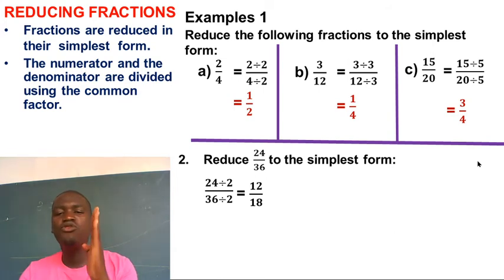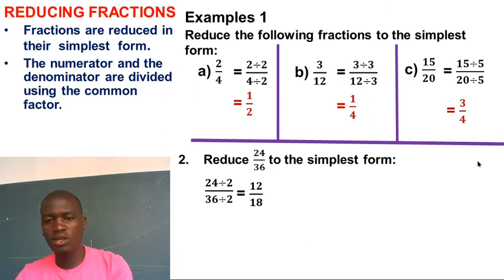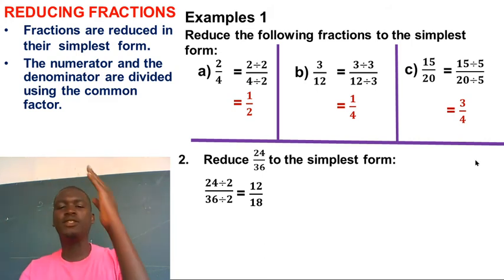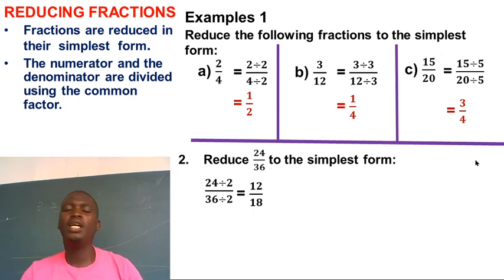When you multiply 12 times 2, it should give you 24. Then 18 times 2 should give you 36. So 24 divided by 2 is 12, and 36 divided by 2 is 18. But still, 12 and 18 is not like the first 3 numbers. In the first 3 numbers, you are dividing once. But in this one, after dividing the first time, go to the second. 12 and 18 still have a common factor.